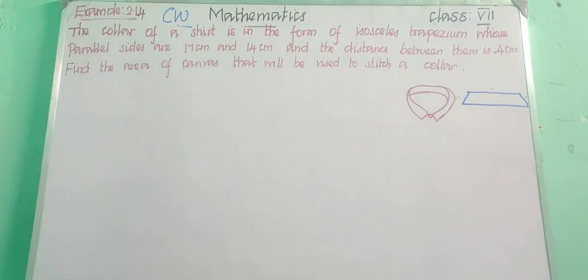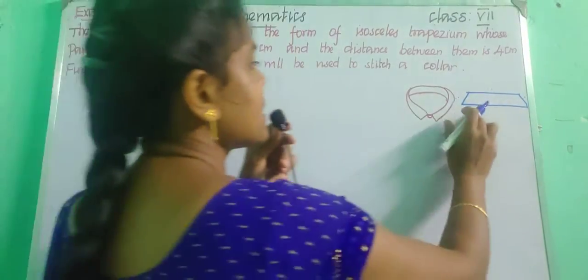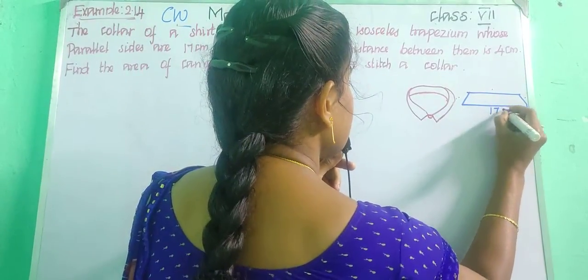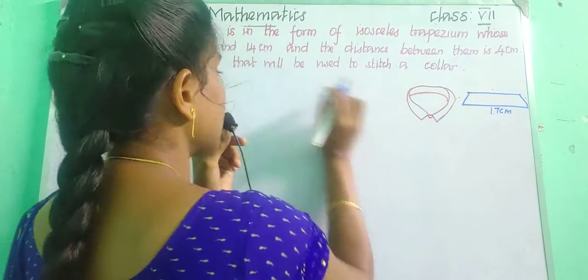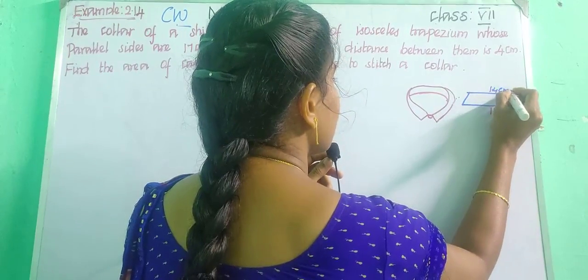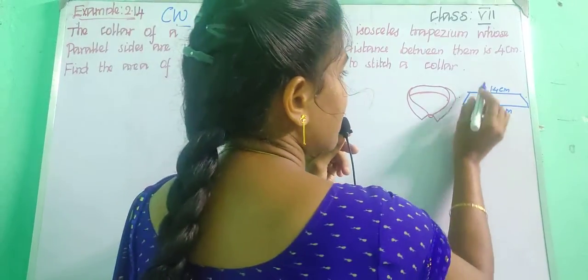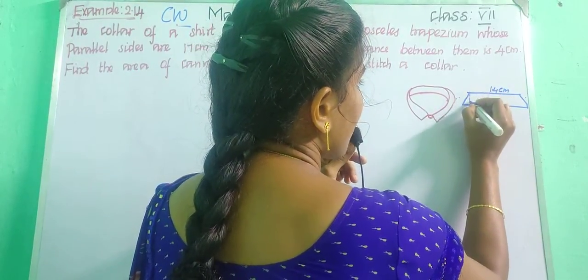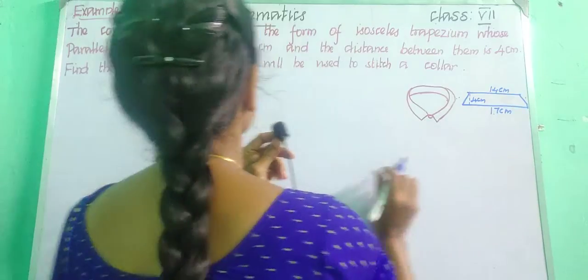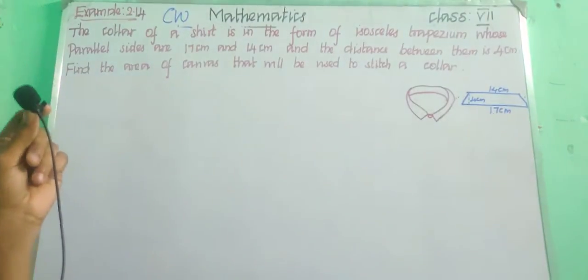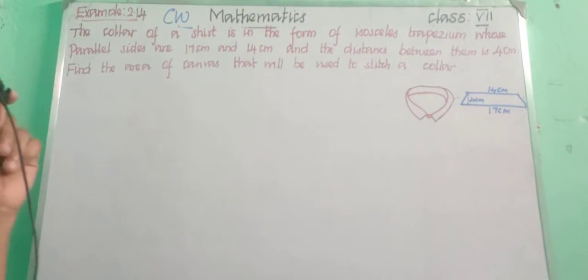The collar of a shirt is in the form of isosceles trapezium whose parallel sides are given. A is 17 centimeter and B is 14 centimeter. And the distance between them is 4 centimeter. The parallel sides distance is 4 centimeter. Find the area of canvas that will be used to stitch a collar.